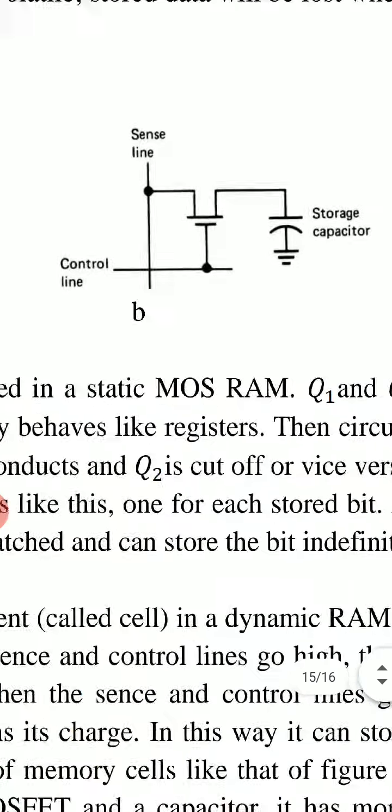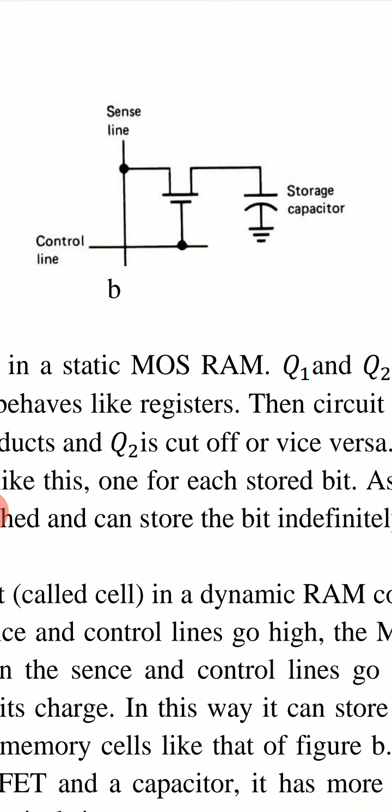These are the two lines, control line and sense line, connected to the two terminals of the MOSFET. If these two are high, then this MOSFET conducts and this capacitor will be charged.